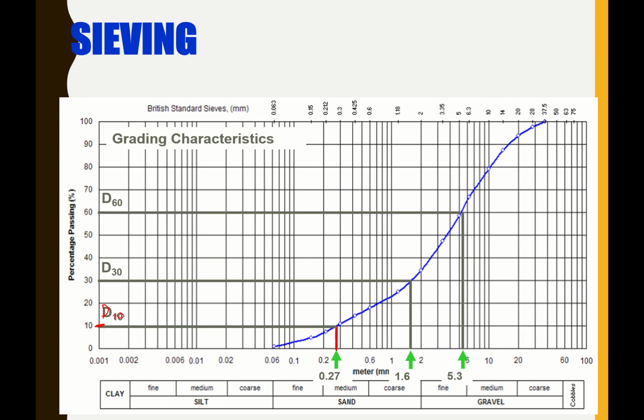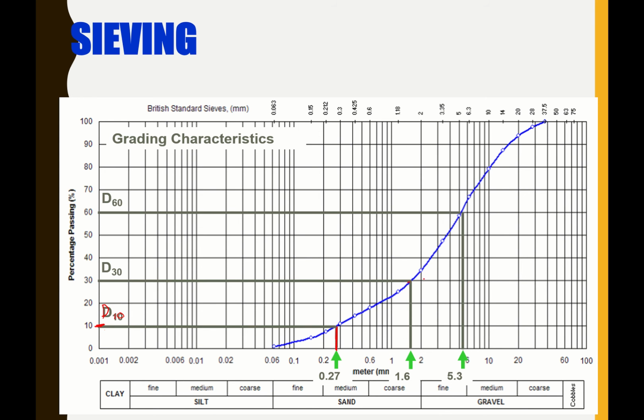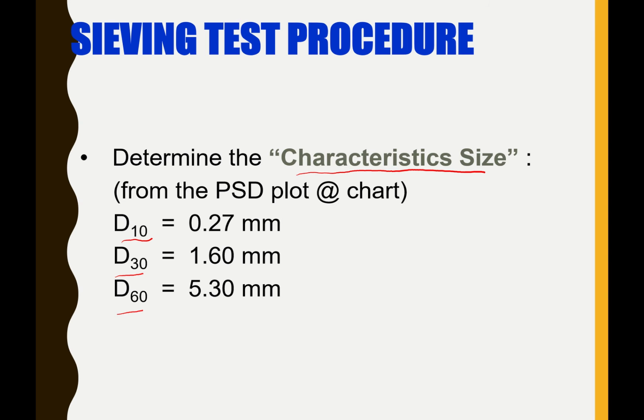Next you must find the size at 30%, which is denoted by D30. Again, draw the horizontal line until it intersects with your soil curve, and then draw the vertical line and read the size. The size is 1.6. So that is the value you jot down for 30%.